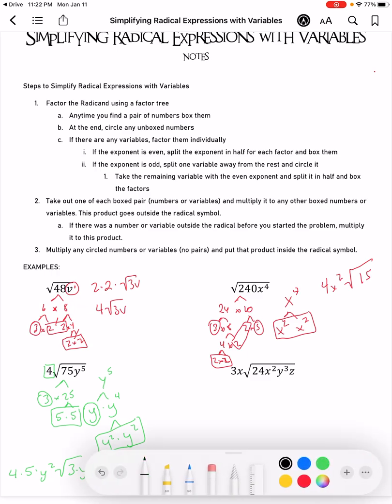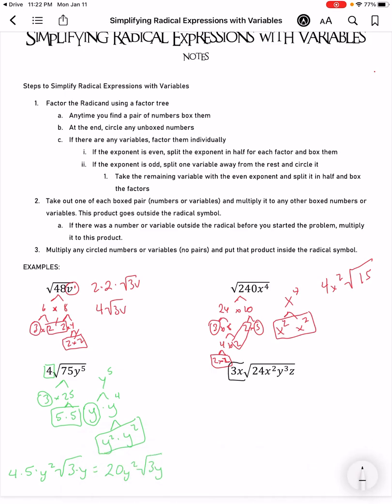All right, and for our last example, on the outside we have a 3x, so I'm going to box that. I'm going to start with my 24, split it up into 4 times 6. 4 is 2 times 2. Gonna box that, and 6 is 2 times 3. So I'm going to circle the 2, circle the 3 because they don't have a buddy.